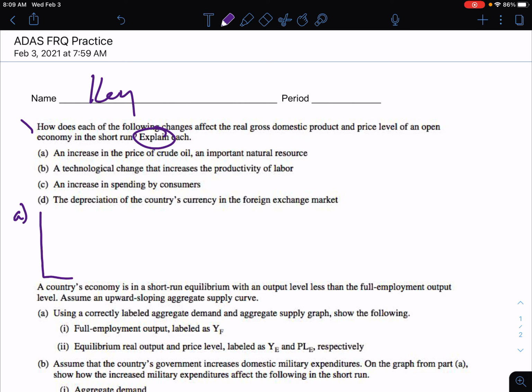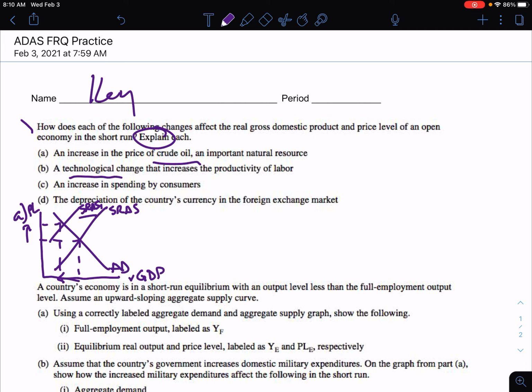All right, so an increase in the price of crude oil, which is an important natural resource. So remember your correct labelings, AD and SRAS, short run aggregate supply. And you got PL over here and real GDP. So when oil becomes more expensive, that's going to be an input price. So that shifts you to SRAS1, which means that our price level is going to rise and our real GDP is going to fall. Okay, so price level rises, real GDP falls because you have an increase in input prices, which is a leftward shift of aggregate supply.